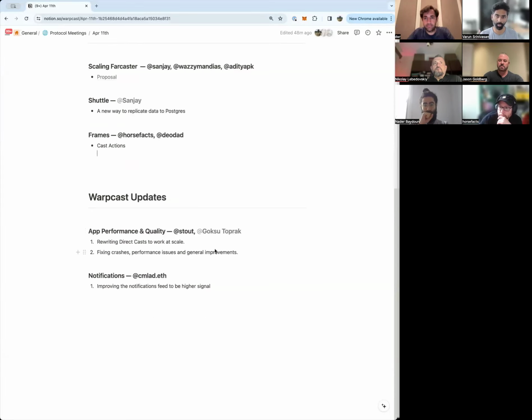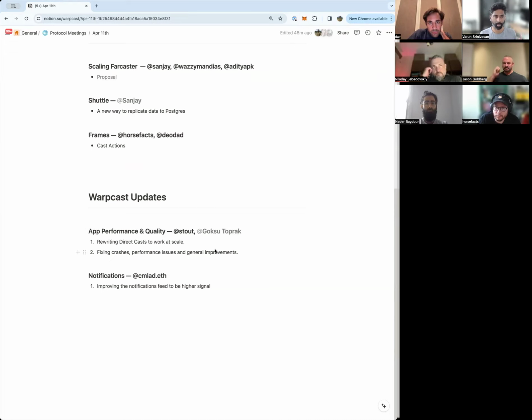So the team is focused on a few things this week. First one and most important one is app performance and quality. There are two sub pieces here. One is Goksu, who's on the call today, who is leading a push to rewrite DirectCast to work at scale. I think the system that we had in place worked well until we got to where we are, but now we need to rethink the way that we handle state on the front end, state on the back end, and at the data layer, and make this all work.